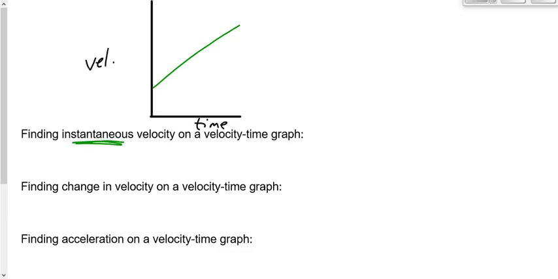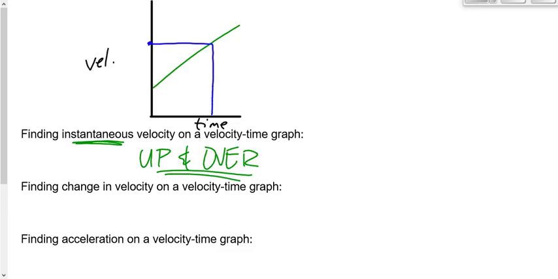Take a guess, an educated guess. Yeah, up and over. Position on a position time graph was up and over. Acceleration on an acceleration time graph was up and over. Momentum on a momentum time graph was up and over. Remember we said whenever you're looking for a value that's on the y-axis, just go up and over. So you're going to do something like this. You just read the value right there.